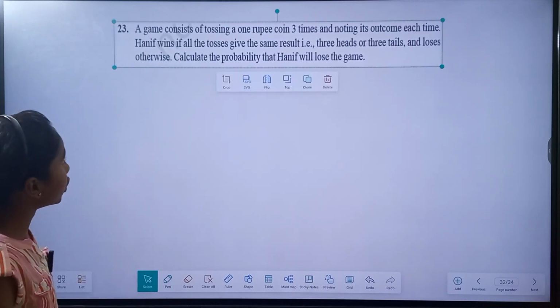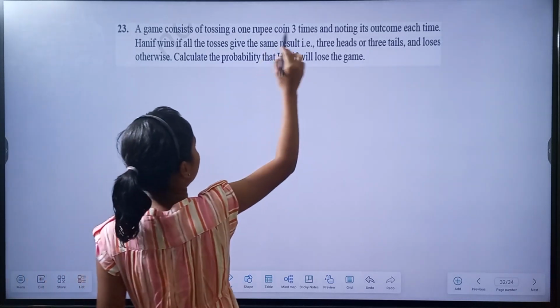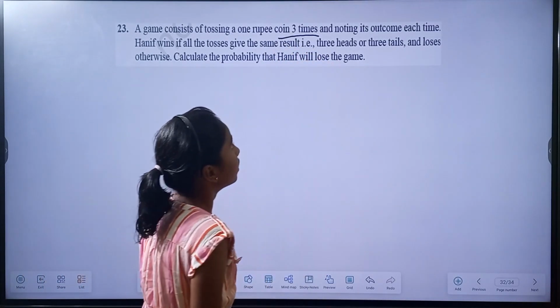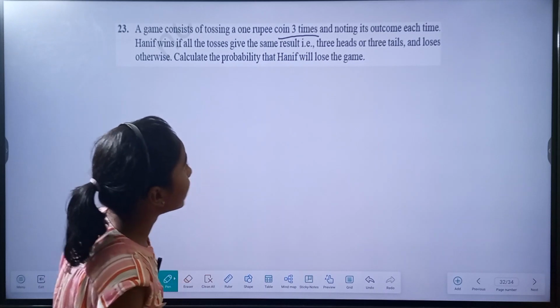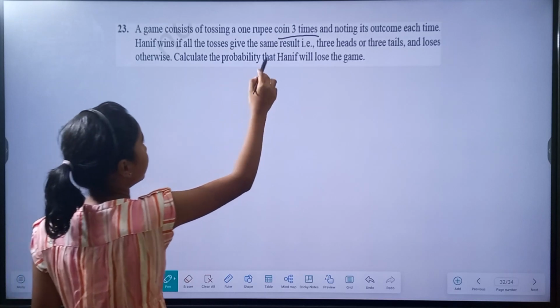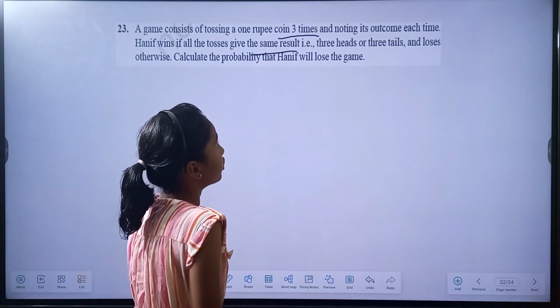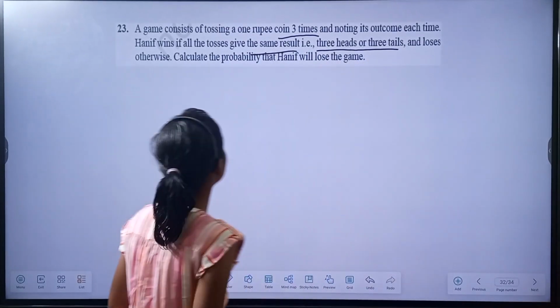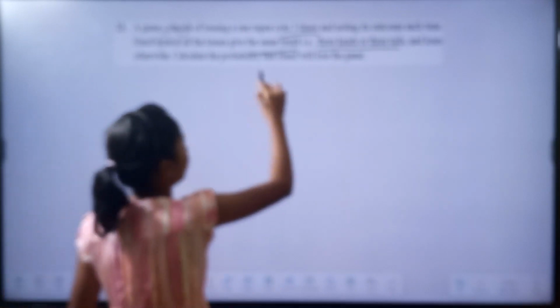A game consists of tossing a 1 rupee coin 3 times and noting its outcome each time. H wins if all 3 tosses give the same result, that is 3 heads or 3 tails, and loses otherwise. So H will win if those 3 coins have all 3 heads or all 3 tails, and will lose if there is at least 1 head and at least 1 tail. Calculate the probability that H will lose the game.